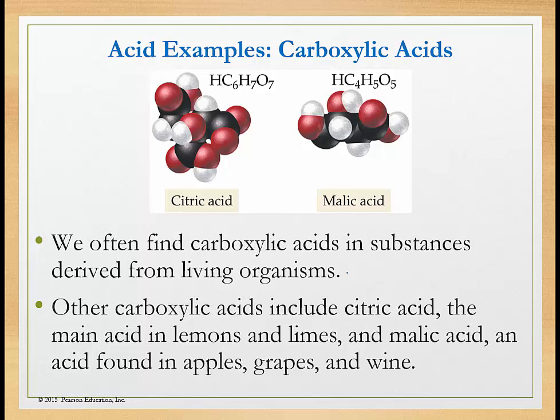Malic acid is found in things like apples, grapes, wine. It's not as pungent, I guess, an acid as citric acid. We don't tend to think of it as being sour, but if you think about it, apples, grapes, wine all have a certain note of acidity to them.